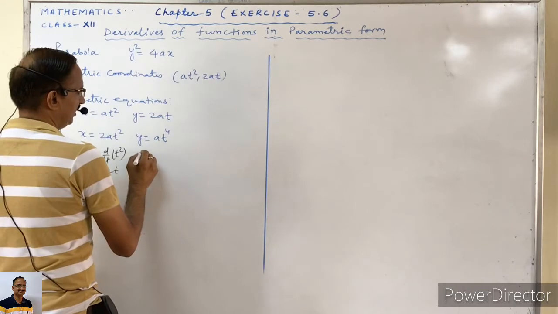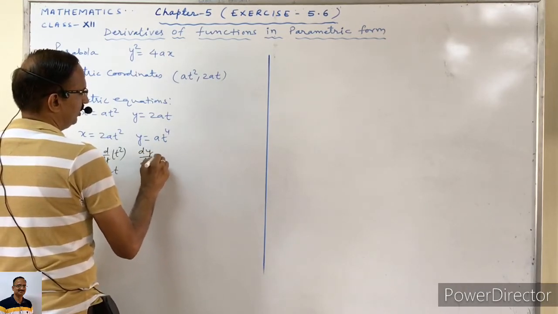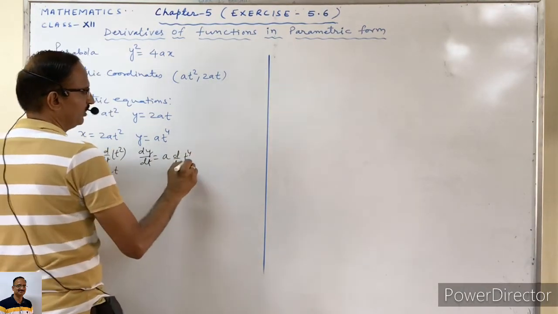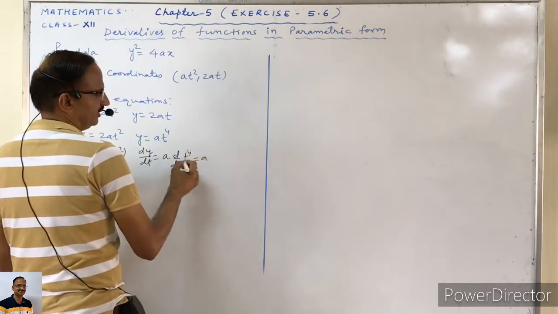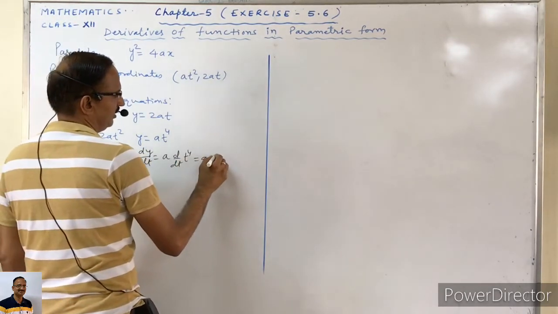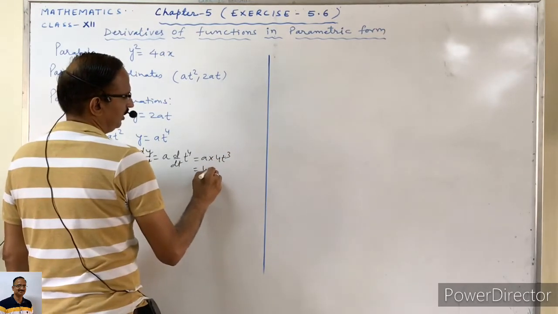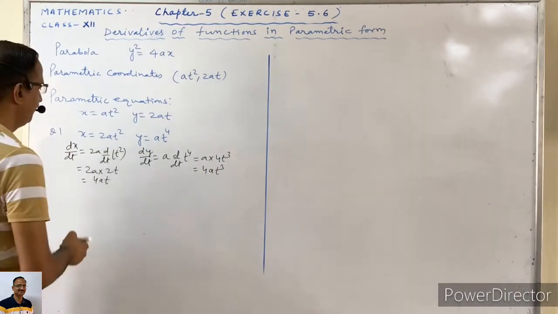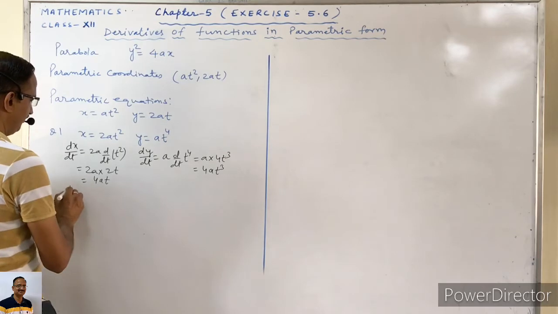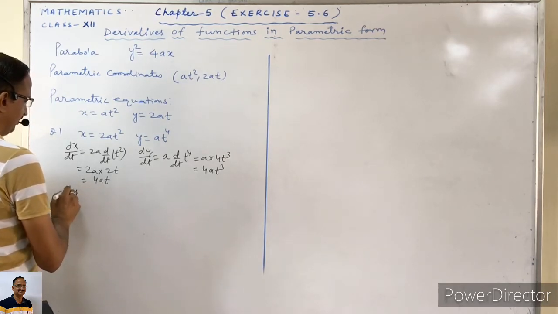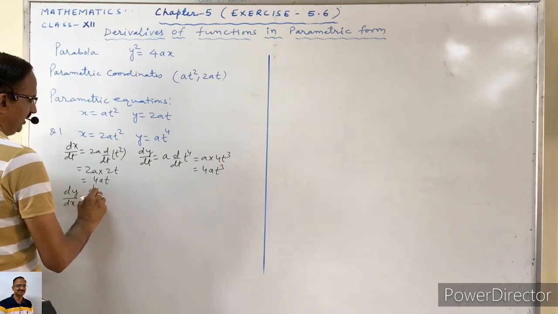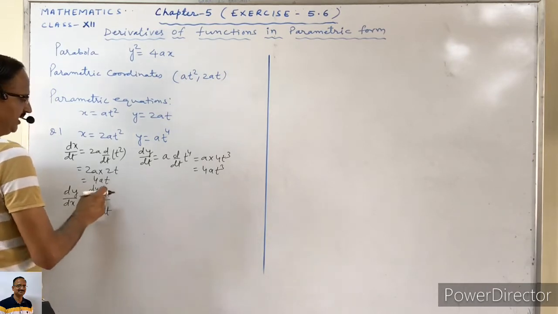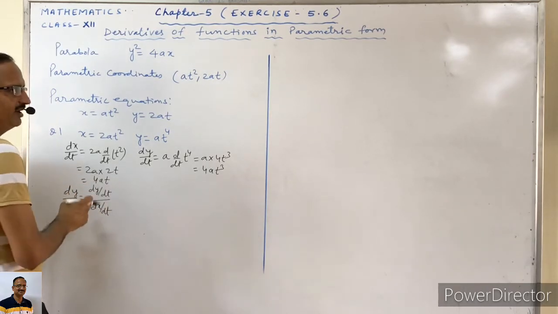Now come to y. dy by dt. On right hand side a is constant and d by dt of t raised to power 4. So a is constant and the derivative of t raised to power 4 is 4t cube. So 4at cube. This is the derivative of y with respect to t. Now we want dy by dx. It means we have to divide dy by dt by dx by dt, so that dt and dt will cancel and we will get dy by dx.